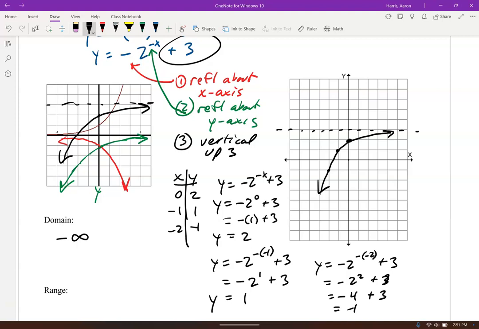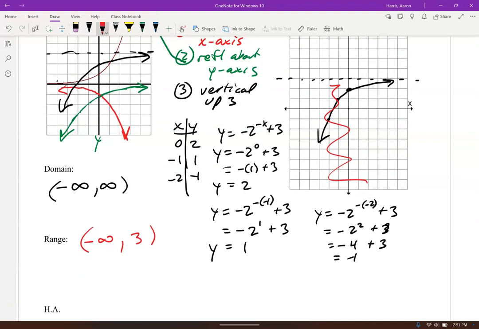So our domain is negative infinity to positive infinity. Our range here comes from negative infinity up to our y-intercept, which is 3. Or, I'm sorry, our horizontal asymptote, which is 3. All right, and we've answered all those questions.